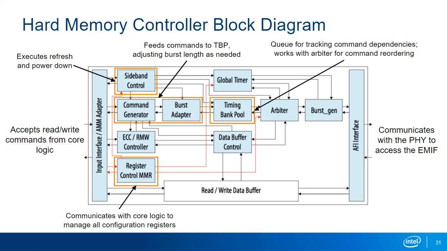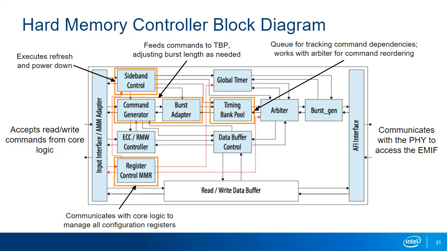Within the controller itself, a command path made up of the command generator, a burst adapter, the timing bank pool, and an arbiter manage the ordering and issuing of memory access commands to the EMIF. As we'll see in a moment, the controller can intelligently adjust the order of commands sent to the external memory to optimize performance. The timing bank pool keeps track of command dependencies and works with the arbiter to issue commands in the correct order. The controller is also responsible for maintaining correct timing for all operations.